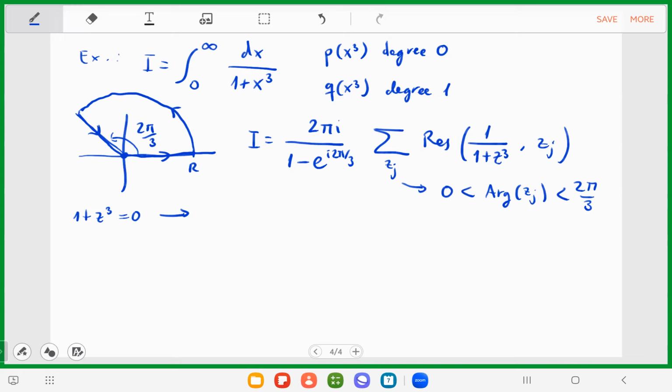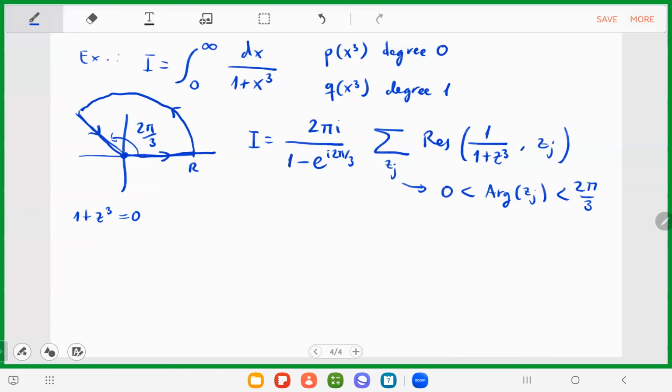Who can tell me? Well, it's a cubic polynomial, right? So it should have three zeros. It could have some multiple zero, but in this case, it has 3 simple zeros. Who can tell me which ones? Well, I think you know it, but okay, let's solve it.